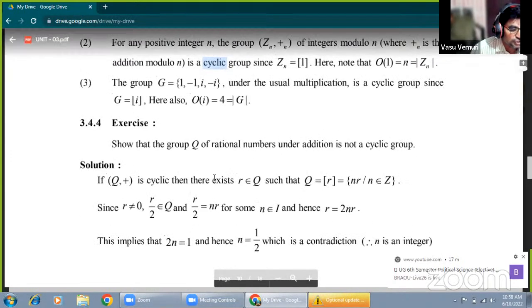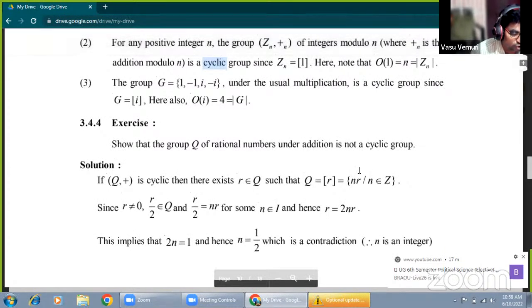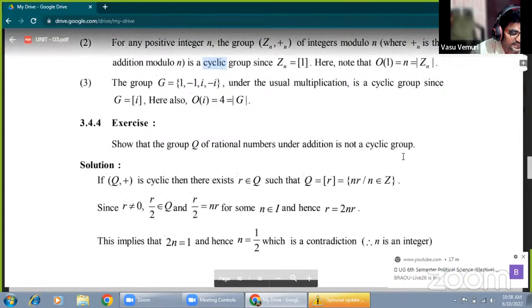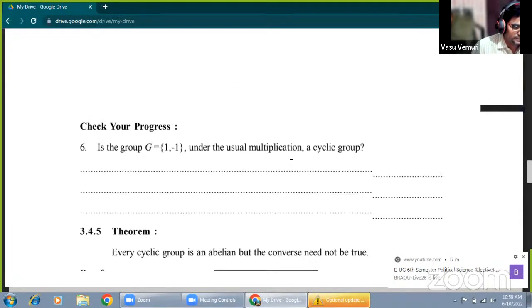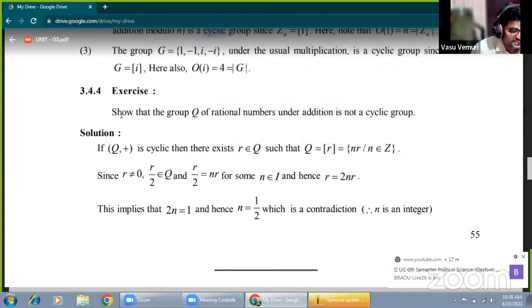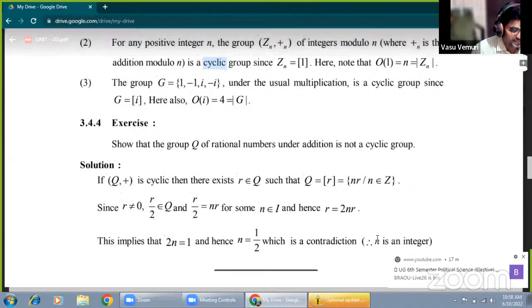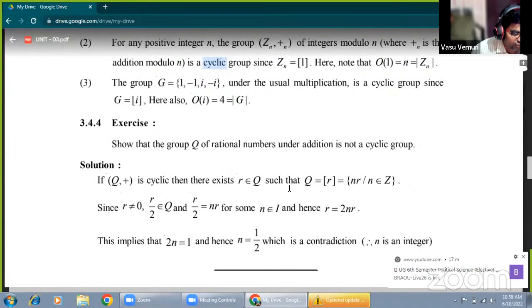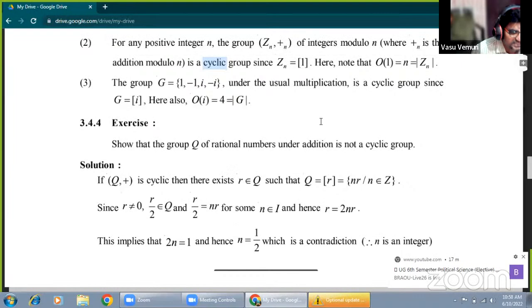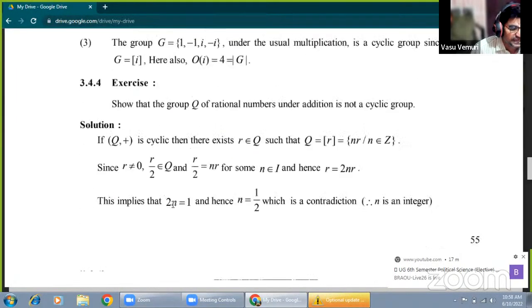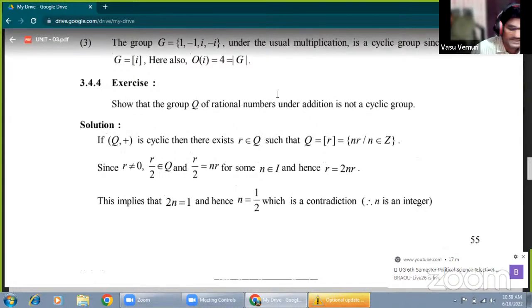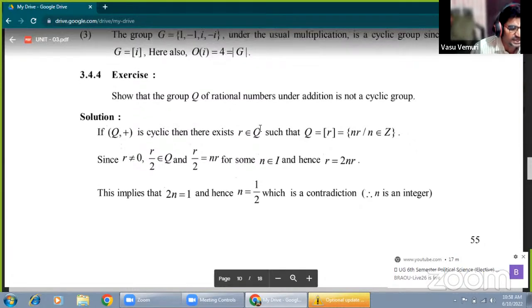So Q under addition is not a cyclic group because there are no generators in this group. In particular, Q under addition is not a cyclic group. Now, you just have to mention this explanation in the examination. Define cyclic group. Give any suitable examples of a cyclic group; there are so many examples already explained here. And any suitable example which is not a cyclic group means Q comma plus is not a cyclic group. That is the simple expression.